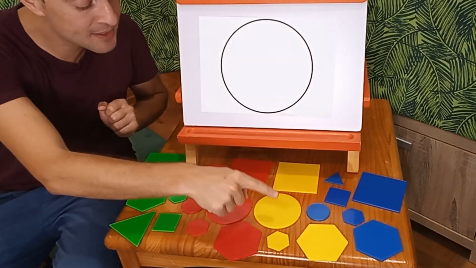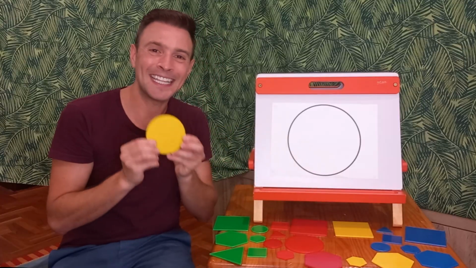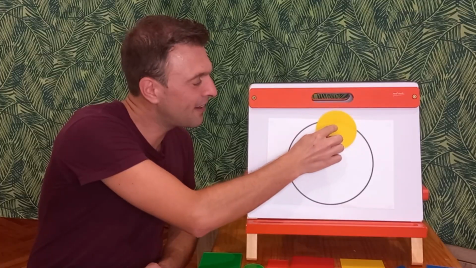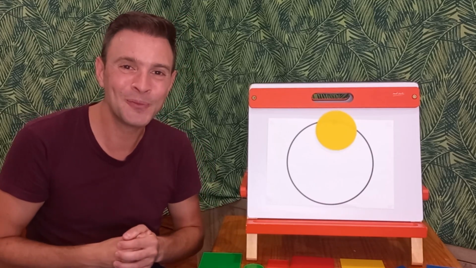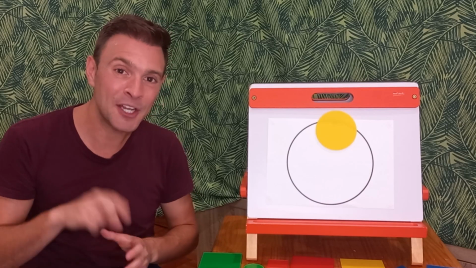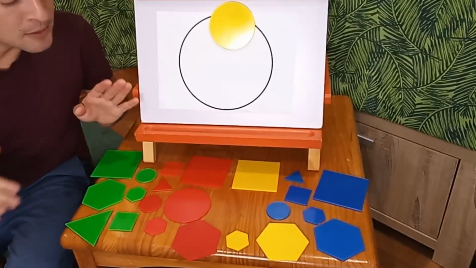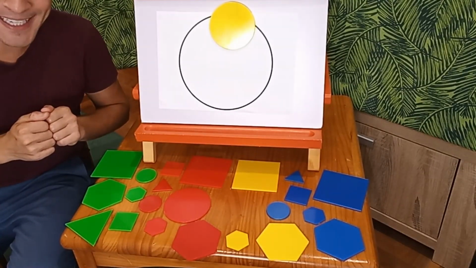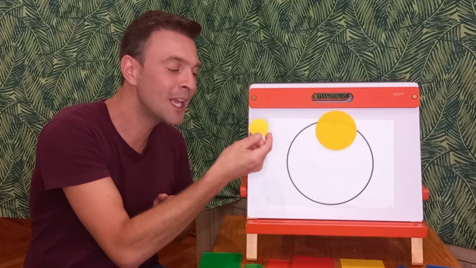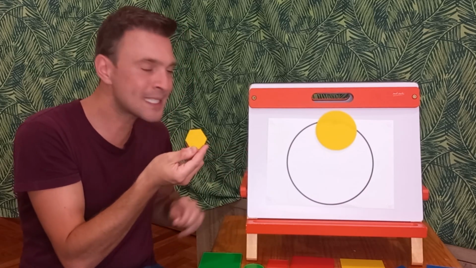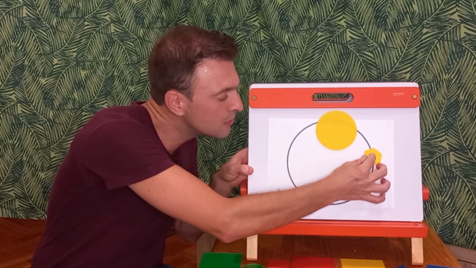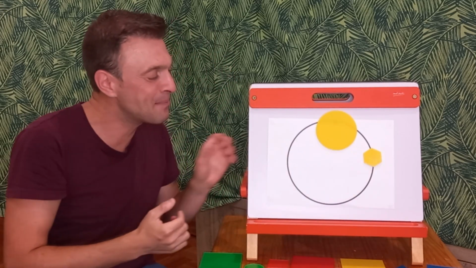I'm going to choose this one, the yellow circle. Let's start there. Okay, we've started our attribute circle. It's time to pick another shape. Remember, one attribute needs to stay the same and two need to change. I could choose from lots of shapes. What would you pick? Okay, I've decided I'm going to go with the small yellow hexagon. What stayed the same? Yes, the color, they're both yellow, but what changed? The size and the shape.